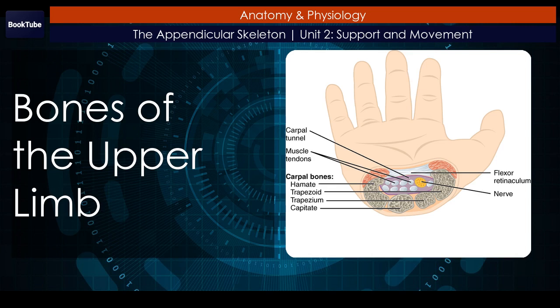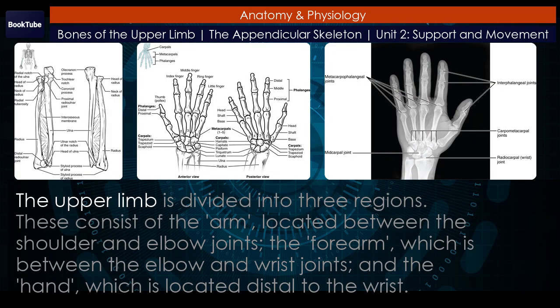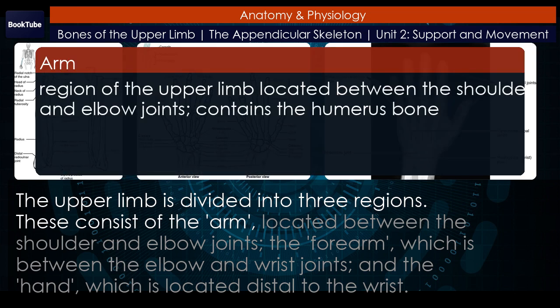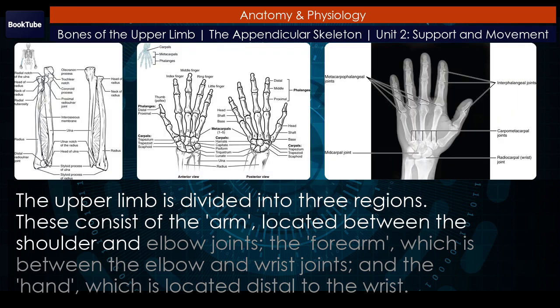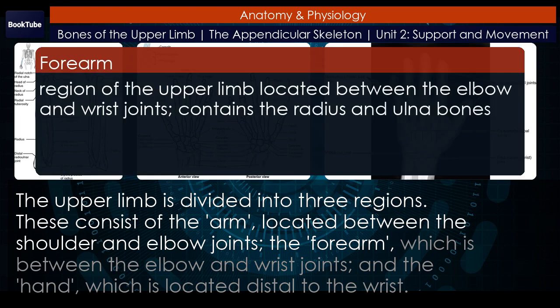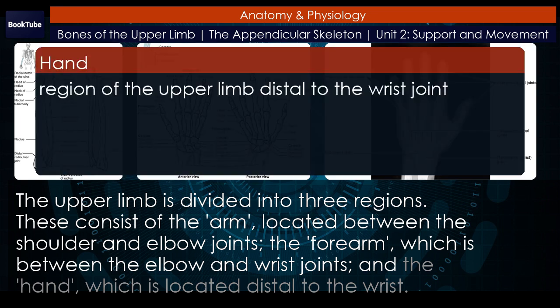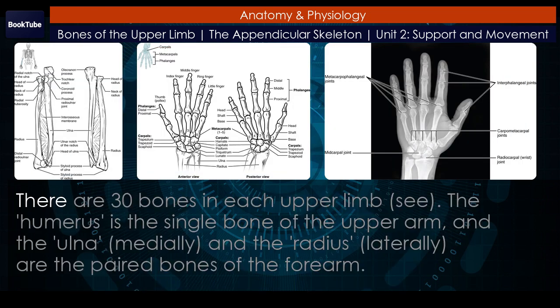Bones of the upper limb. The upper limb is divided into 3 regions. These consist of the arm, located between the shoulder and elbow joints, the forearm, which is between the elbow and wrist joints, and the hand, which is located distal to the wrist. There are 30 bones in each upper limb.